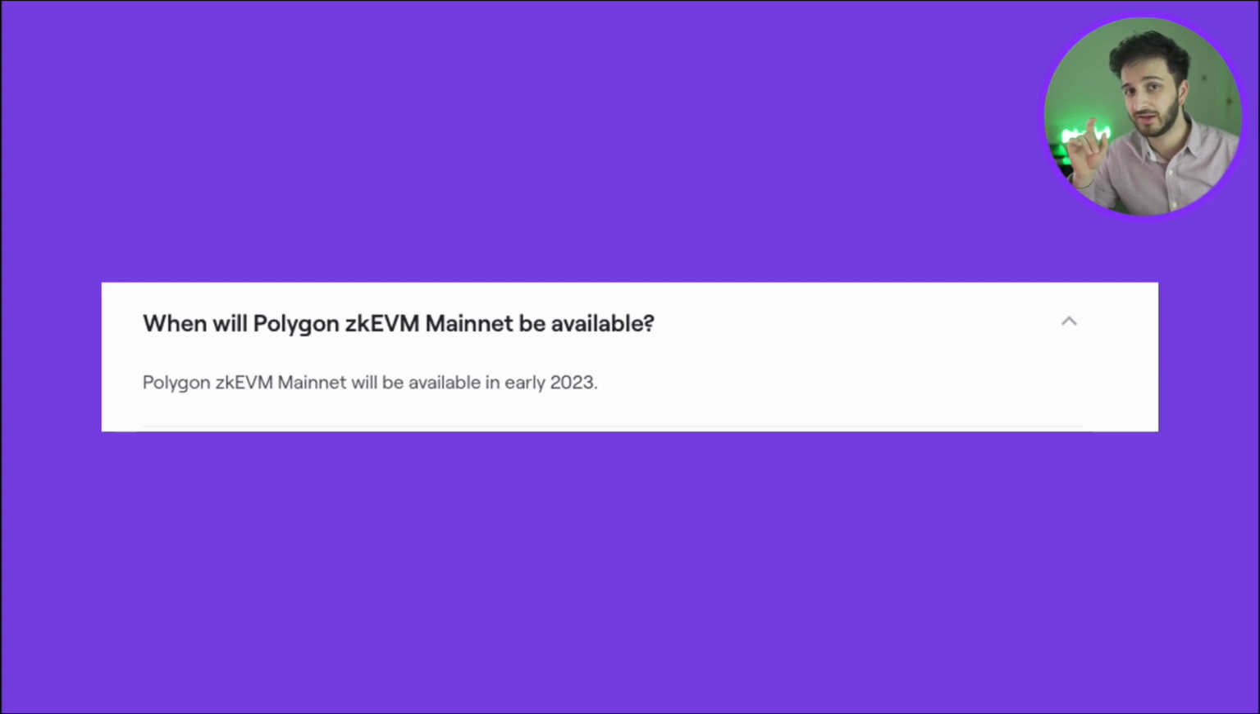So that is incredibly bullish, because if we get a rollup that's better than optimistic rollups, just consider how much Arbitrum and Optimism have grown in the last 2 years. Imagine what Polygon ZK EVM can do. So that is going to be exciting, because that will really scale stuff a lot.